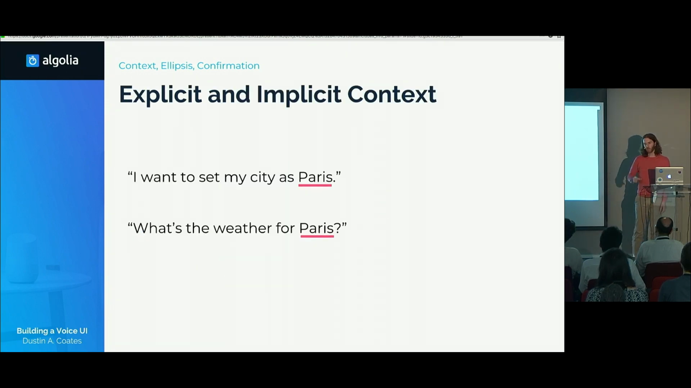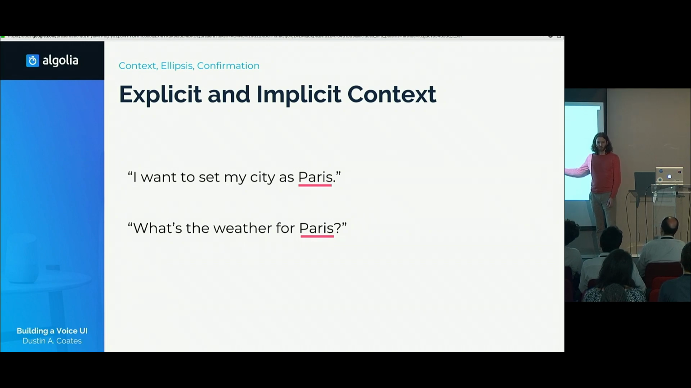You have explicit and implicit context. Explicit is saying, "I want to send my city." Implicit is, "I want the weather for Paris." You're going to work most often with the implicit context. You don't want to force your user to say, "Okay, before we start, tell me all the things that you think I might need to know again."